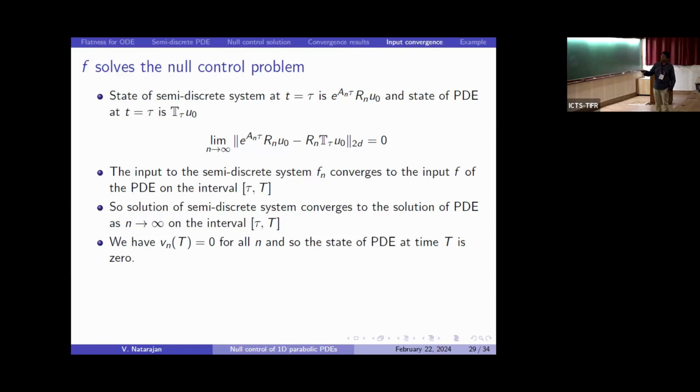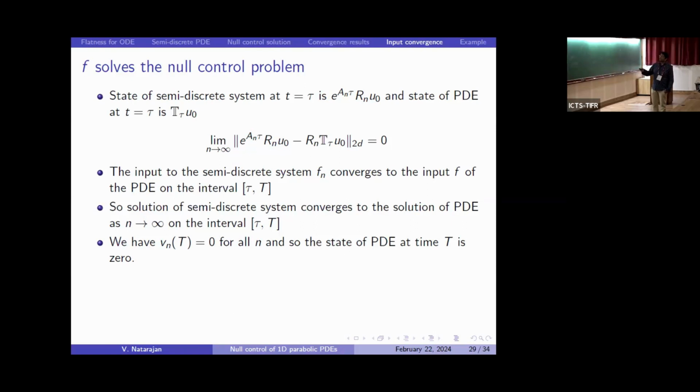Now the input to the semi-discrete system is F_n, and it converges to the input F to the PDE system on the interval tau comma T. This is what we have seen just now. So the initial states converge, the inputs converge, so we can conclude that the state of the semi-discrete system will also converge to the state of the PDE. Okay, so the solution of the semi-discrete system will converge to the solution of the PDE.